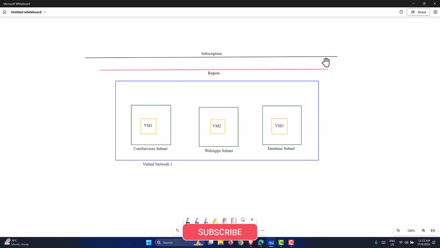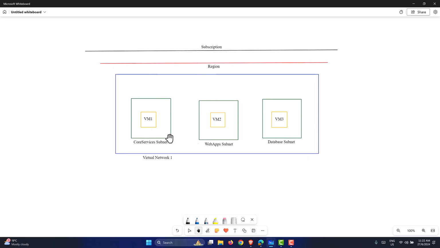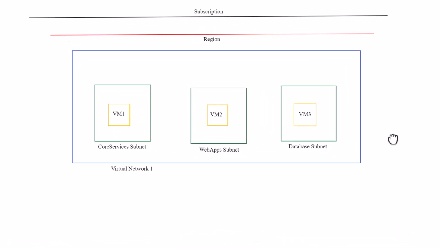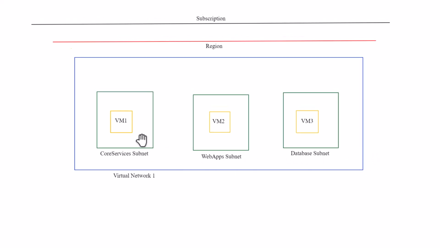So this is what we are trying to accomplish. And we have an on-premise world, and this is what we want to do. Just to explain what we have in this diagram: we have one virtual network, which is in the blue box, so virtual network number one. We have three subnets, which are in green, and they are called the core services subnet, the web apps, and the database, for example. And we have one VM each, say VM1, VM2, and VM3, in each of these subnets.